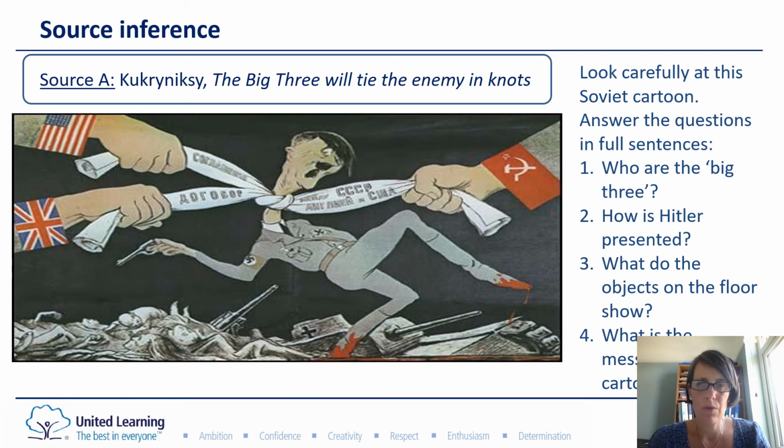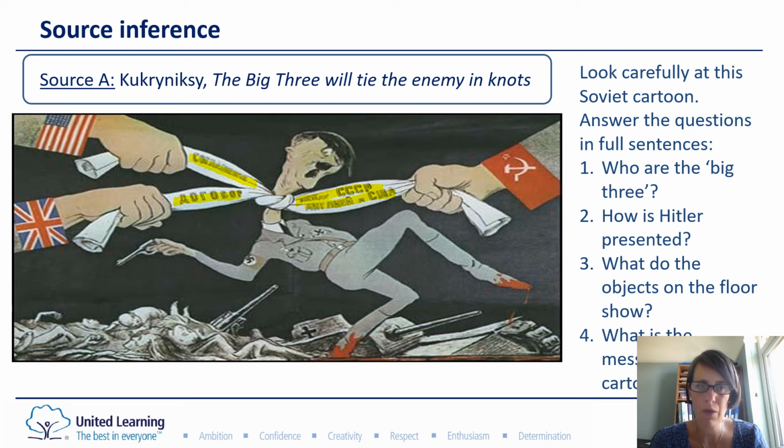Let's have a look at this source then. It's a Soviet source, it's a Soviet cartoon. We can tell that because you can see the writing here. These are in Russian, so you can see it's a different kind of writing than we use in Britain. So have a go at answering the questions here on this side. The source is called "The Big Three Will Tie the Enemy in Knots." So look carefully and answer these questions in full sentences.